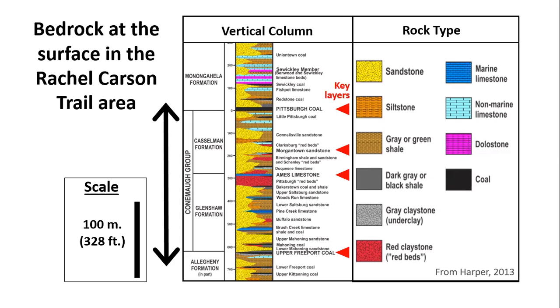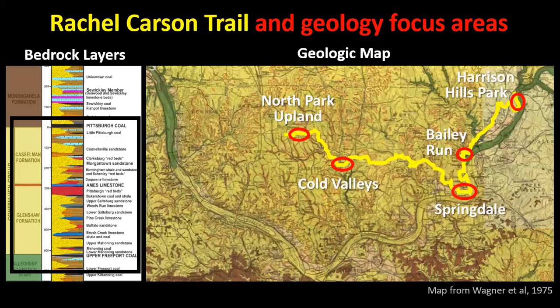And key layers we'll talk about from top to bottom: Pittsburgh coal, the Morgantown sandstone, Ames limestone, and the Upper Freeport coal. You can see in this schematic that in some places there are lots of sand deposits, sandy river channels, and in other places it's a shaly vertical section.